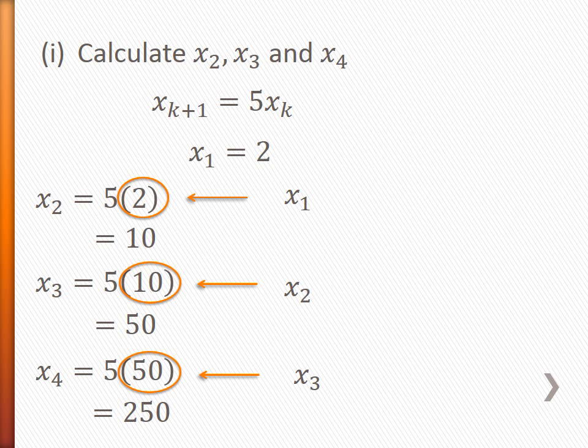This slide shows part 1 of the question. We must calculate a value for x2, x3 and x4 since we know that xk plus 1 equals 5xk and x1 equals 2. To find x2 we must sub in the value of x1 into our original formula. So x2 is 5 times 2, which is equal to 10. We then repeat this process to find the values of x3 and x4.